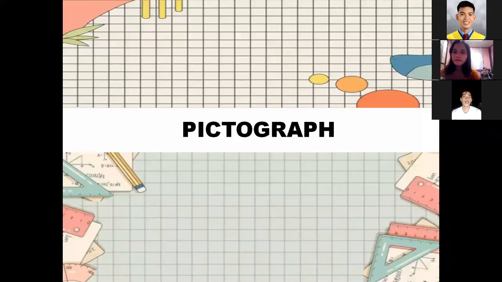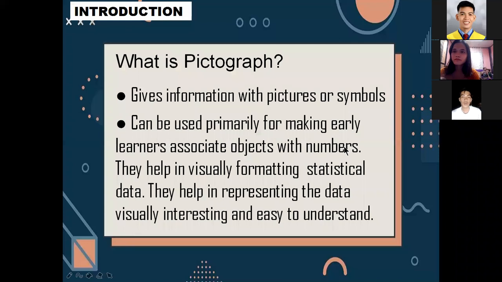So good day, we're Group 1 and we're here to report about pictograph. What is pictograph? So this topic will be discussed by Tricia. So Tricia.